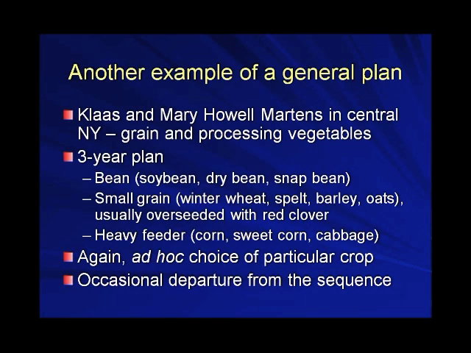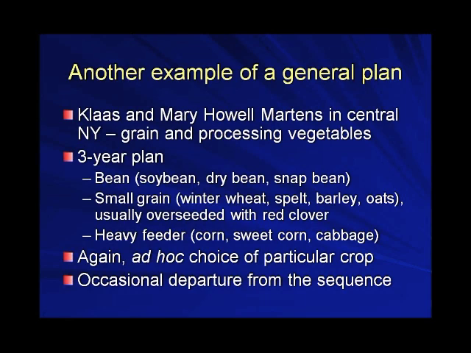So the bean could be soybean, but it could also be dry beans or even snap beans that they'd sell to a processor. And then the small grain, ideally they like to plant winter grains because there's a little more money in it, winter wheat or spelt, but if they can't get it in on time after the bean crop, because of rain or something, then they might go to barley or oats the following spring. They usually overseed their grain with red clover, and that gets plowed down the following year to supply nitrogen for a heavy feeding crop like corn or sweet corn or cabbage.